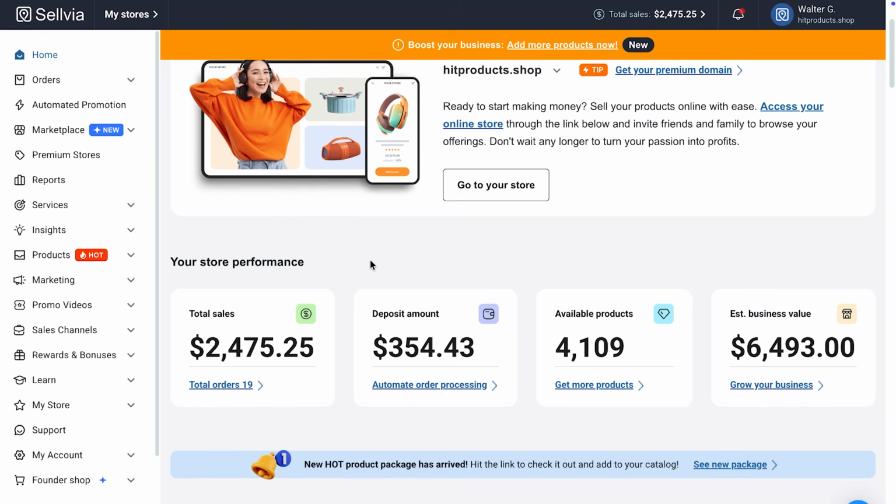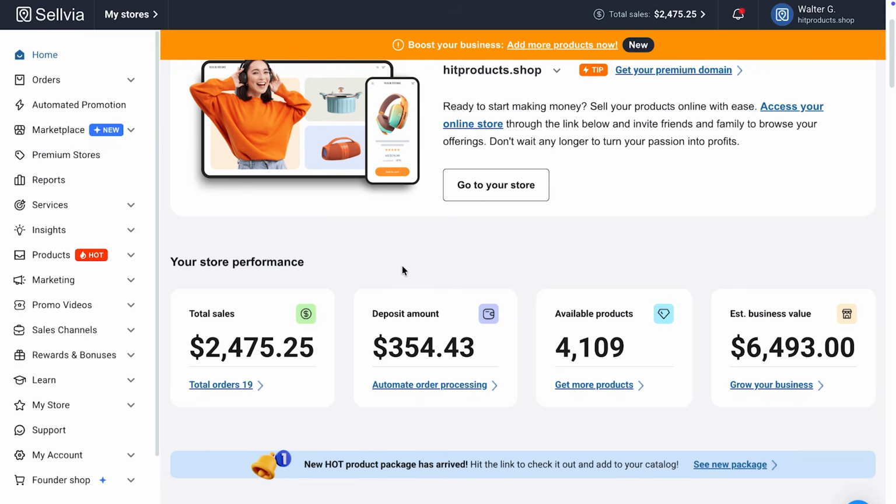You can easily switch to different stores on the dashboard. So this is why right now I have this amount of sales, because we're looking at a new store of mine. Anyway, you've got the total sales, you've got your deposit amount. Deposit amount is the amount of money that you have for your automated order processing, so you can always know when that's dropping low and when you might need to top up.